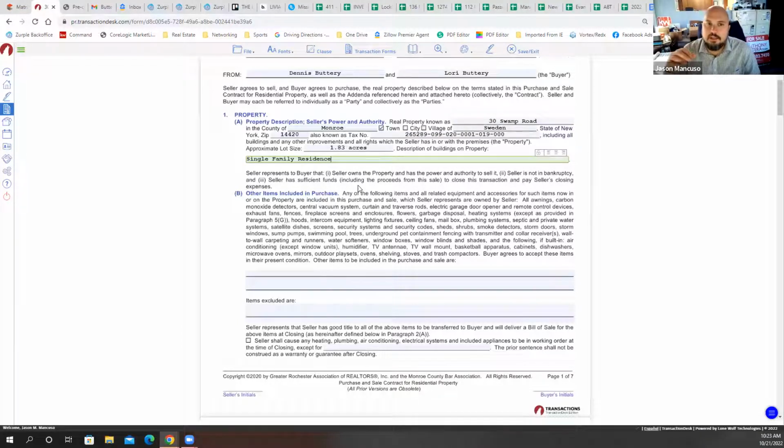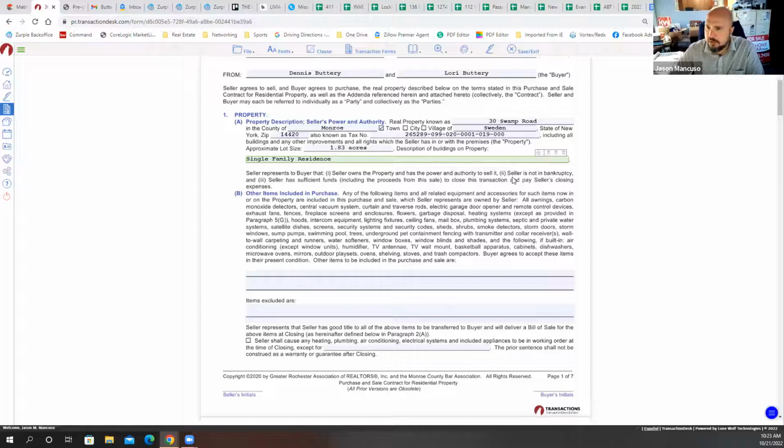If the property had a pole barn on it, or some other significant structure, I would add single family residence with pole barn or something to that effect. If it's just a normal standard detached garage or a shed on it, you don't really need to add that in this section.